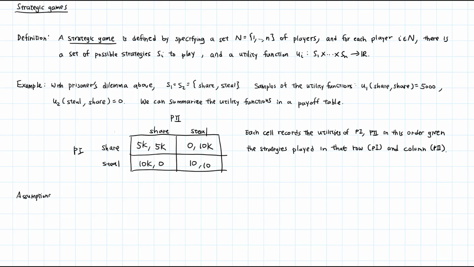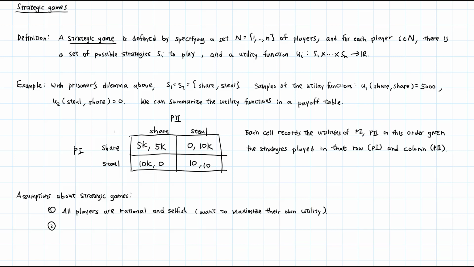There are a few assumptions that we will make about strategic games. First, all players are rational and selfish. That means that they want to maximize their own utility. Next, all players have knowledge of all game parameters, including the assumption that all players are rational and selfish. The third assumption is that all players will move simultaneously, so they will pick their strategies at the same time.